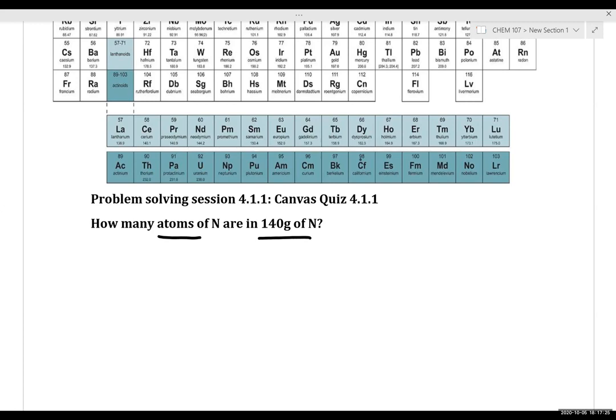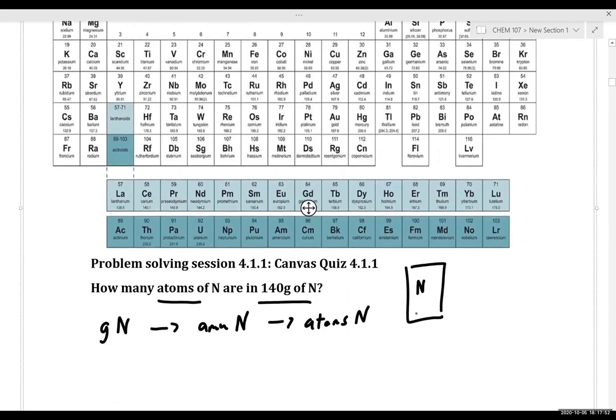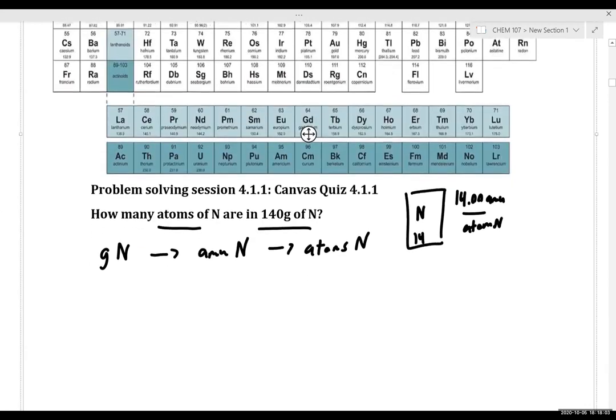So let's discuss just to give everyone a little bit of guidance here. Setting up our solution map, we're trying to go from grams of nitrogen to atoms of nitrogen. And to calculate atoms of nitrogen, we're going to need to figure out the AMUs of nitrogen. Looking at the periodic table, nitrogen has an atomic mass of 14. So we have 14.00 AMU per atom of nitrogen. Okay, perfect.